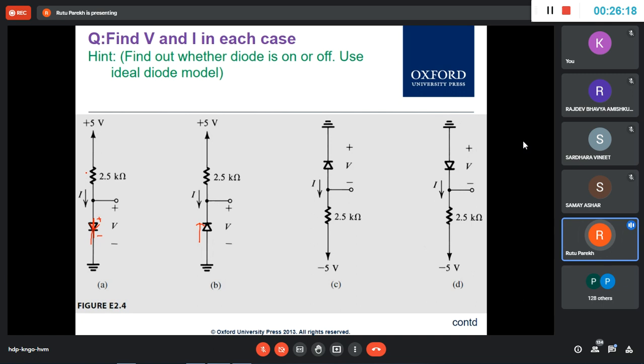Now it is a wire, and if you have to find out I, then it is 5 divided by this, which is 2 kilo ohm. So I is 5 divided by 2.5 into 10 cube. 5 divided by 2.5 is 2, and 10 cube goes up, so minus. So it is 2 milliamp.